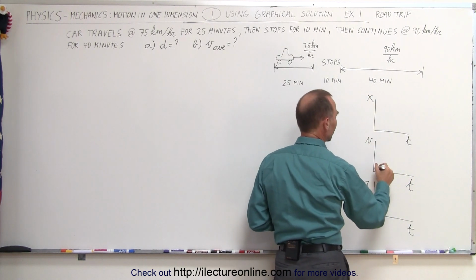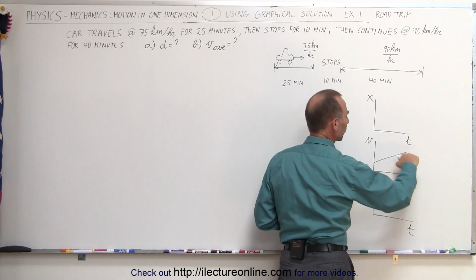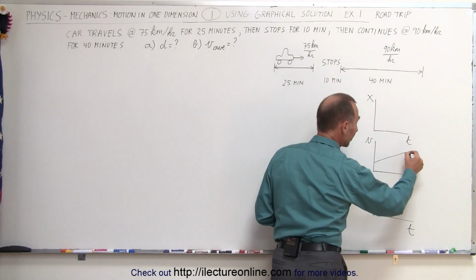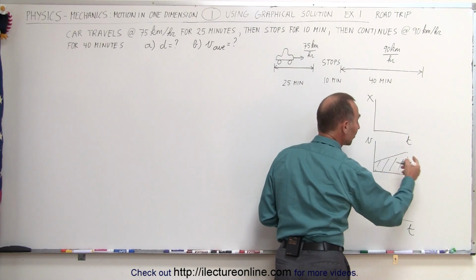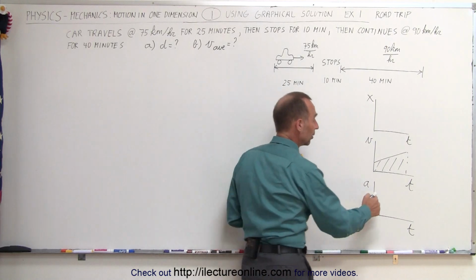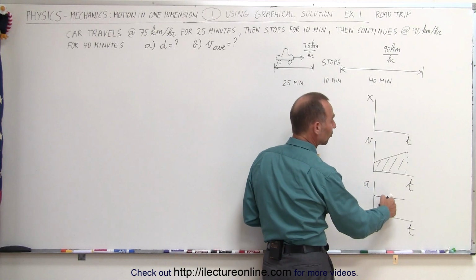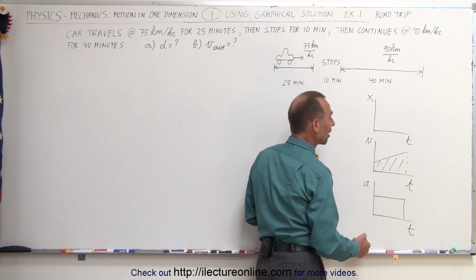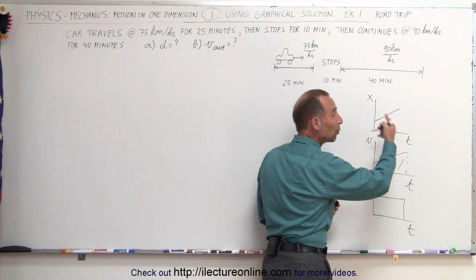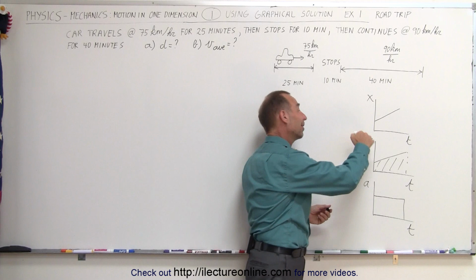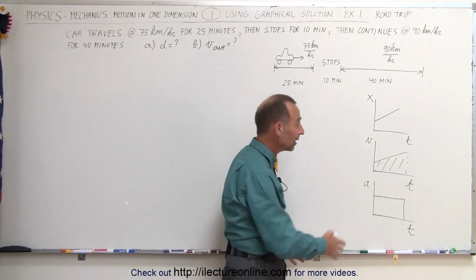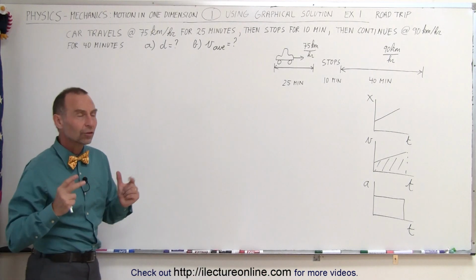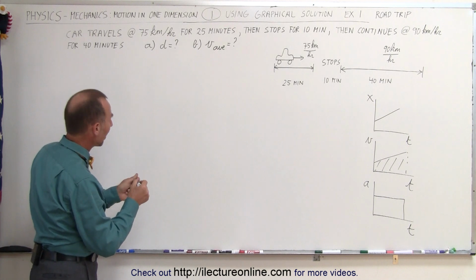Remember that in a v versus t graph, this line would represent velocity, the slope of this line represents acceleration, and the area underneath the curve represents distance traveled. With an acceleration graph, we know that the slope represents a change in the acceleration, and the area underneath the curve represents velocity. And when we draw an x versus t graph, we know that the slope represents velocity, and the area underneath the curve doesn't really represent anything. But at least knowing that, we can actually solve a lot of physics problems using some clever techniques using the graphical method.